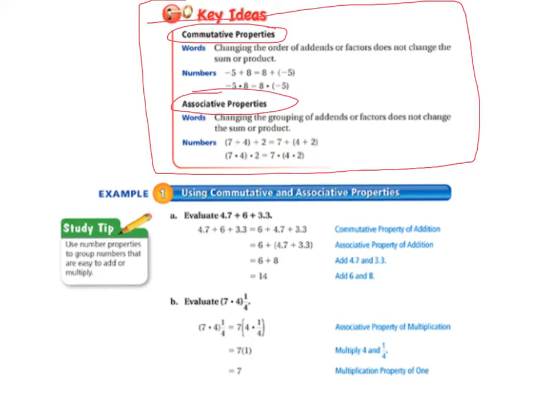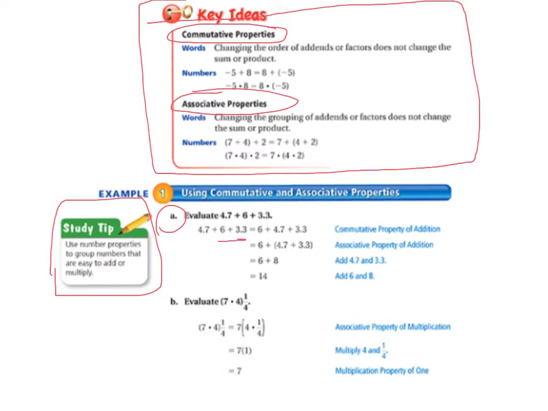Let's look at example 1 using commutative and associative properties. First, take a look at the study tip, which reminds us that we have these properties so that we can use them to group numbers so that they're easier to add or multiply. So let's look at example A. Evaluate 4 7/10 plus 6 plus 3 3/10.